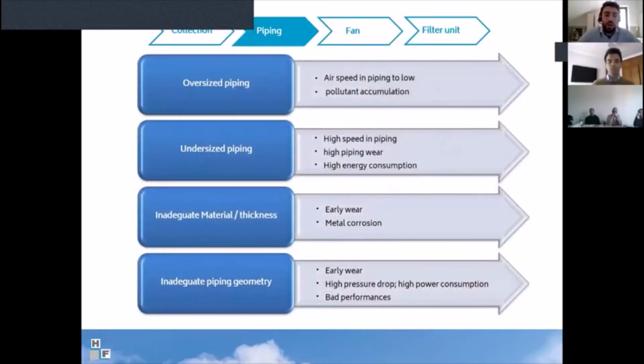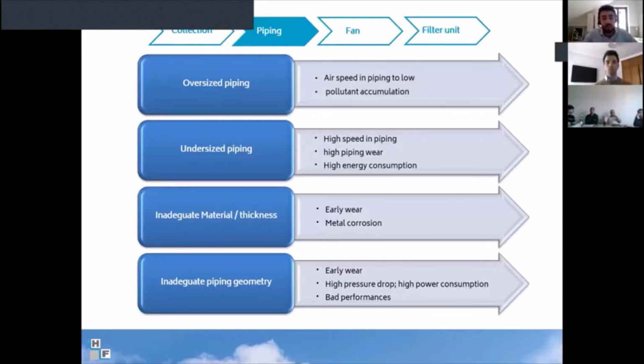So, what can happen if we oversize or undersize the piping? If we oversize the piping, we will have very low air speed in the piping, and this means that we have the risk of accumulating pollutant inside the piping. This is a risk not only because we are not able to operate the system properly, but also because we can risk damaging the piping, and the piping can also be completely clogged, so we cannot guarantee the performances of the system.